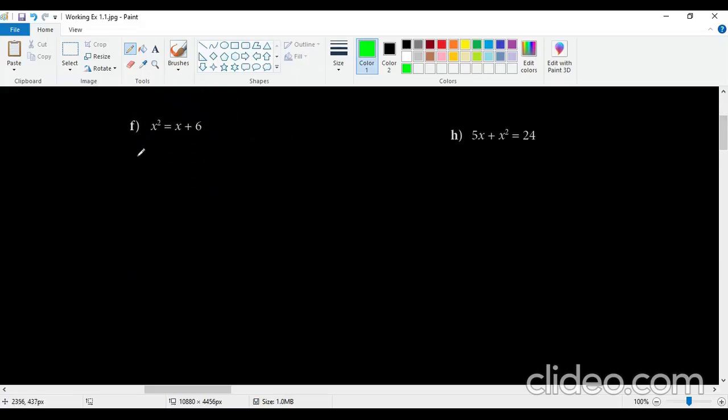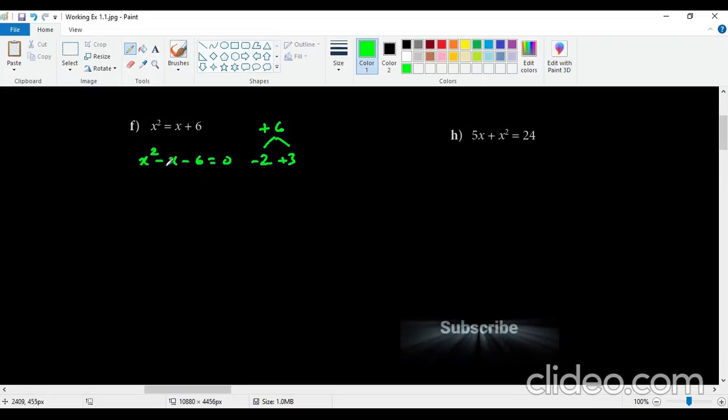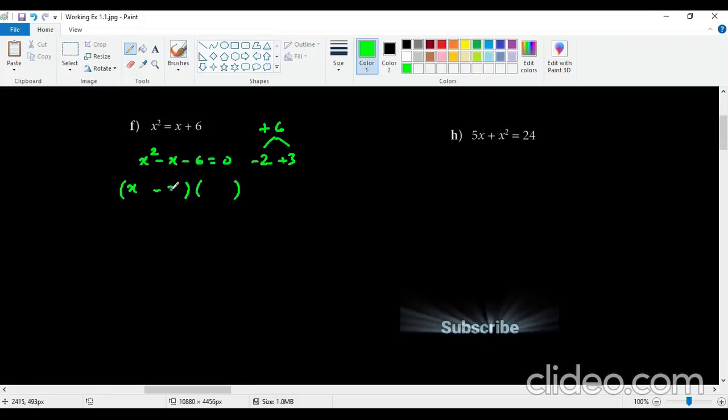In question number F, I will change this to quadratic equation x squared minus x minus 6 equals 0. And for 6, we are going to look at 3 and 2. We need a minus 6, and 2 times 3 is 6, and plus 3 and minus 2 is going to give you a positive 1 once we are adding this. So I will write straight away in the brackets like this, x minus 2 and x plus 3 as an answer.